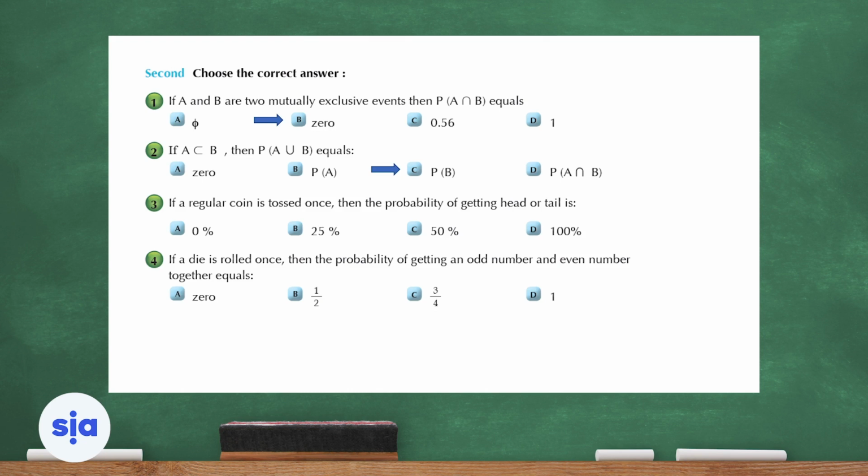Good job. If a regular coin is tossed once, then the probability of getting a head or a tail is, yes, probability of head union the probability of tail is 100%. Good job. If a die is rolled once, then the probability of getting an odd number and an even number together is, this is impossibly going to happen. So it is equal to 0.